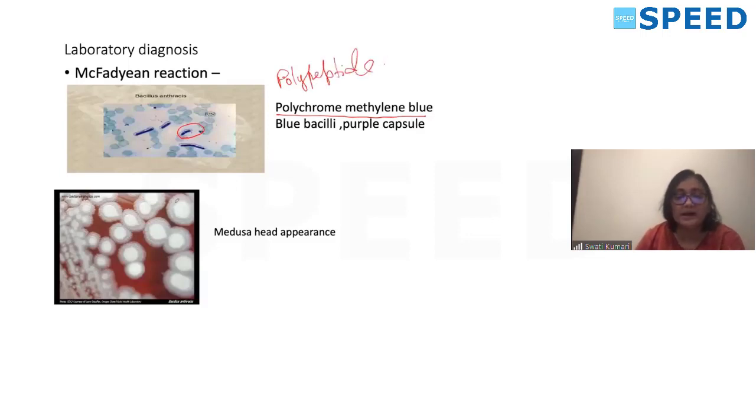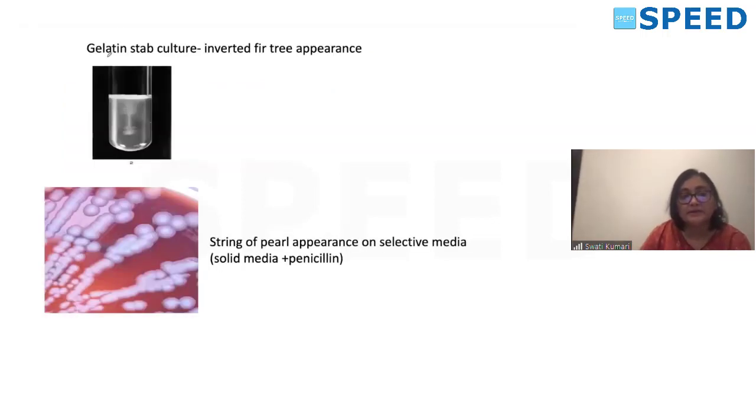Okay, when you culture on blood agar, you get medusa head appearance. So this is called medusa head appearance. In gelatin stab culture, when you do it for diagnosis, you get inverted fir tree appearance. Please see these pictures properly, because now you get picture-based questions. So all these pictures can be put and asked, what is this reaction and for which organism? So this is inverted fir tree appearance.